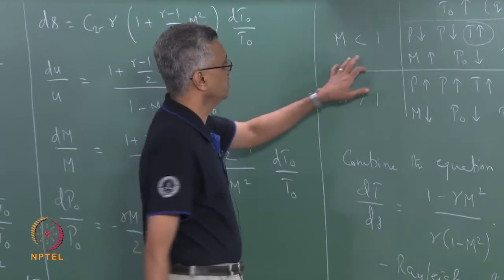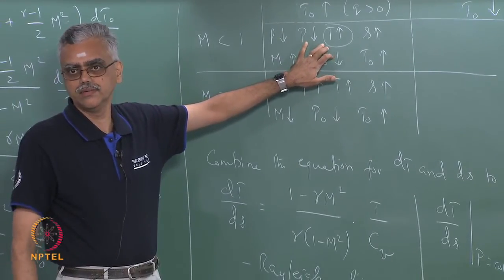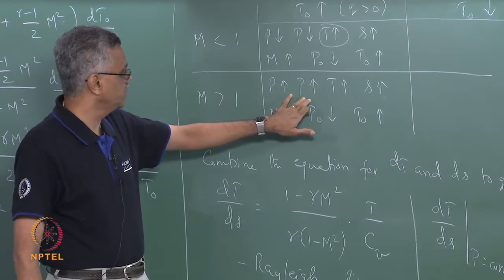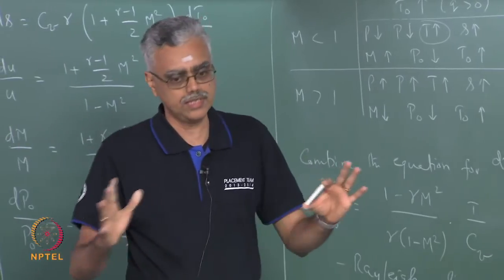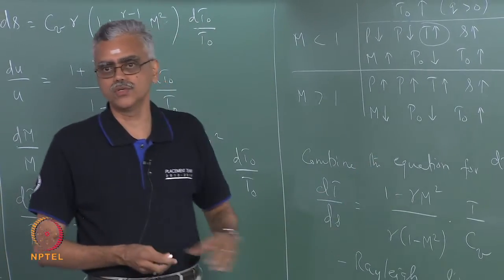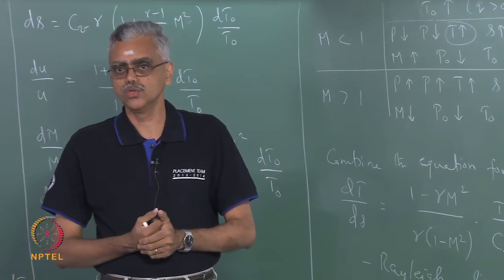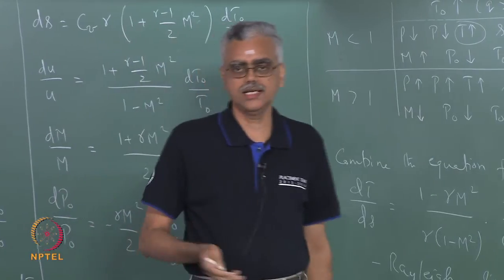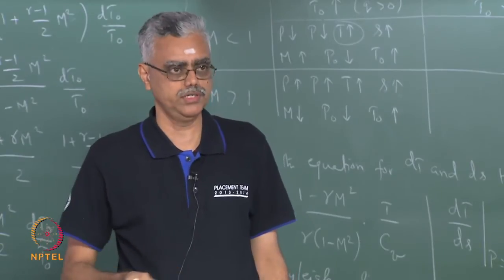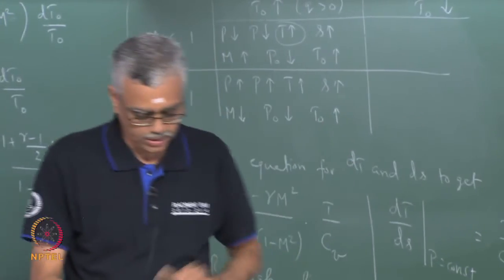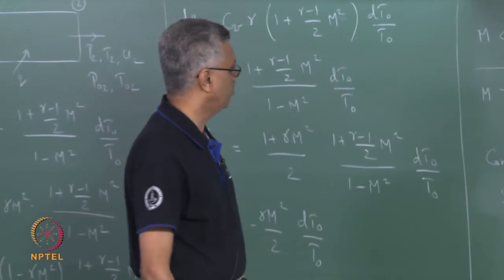If you remember, for subsonic flow we said static pressure decreases and static temperature increases, which you see from here. And for supersonic flow, static pressure increases and static temperature increases, which you are also able to see from this diagram. So the diagram captures the essence of what we have done so far. There are two branches to the Rayleigh line: one is the subsonic branch, the other one is the supersonic branch. Our next task is to draw the same diagram on a PV coordinate space.